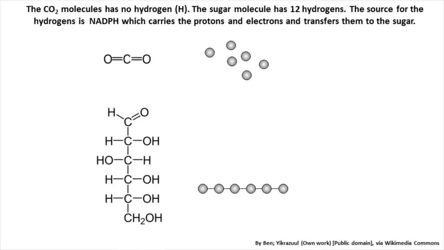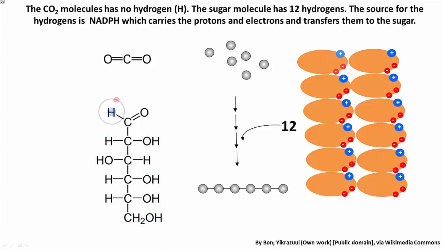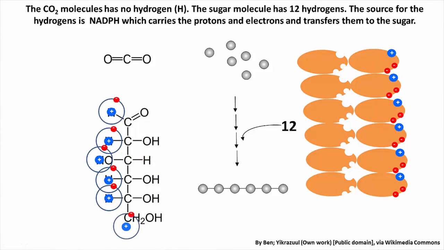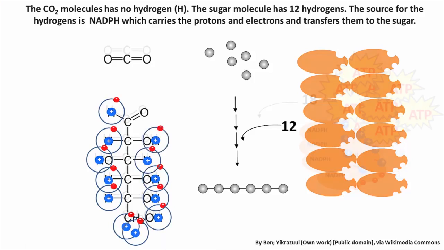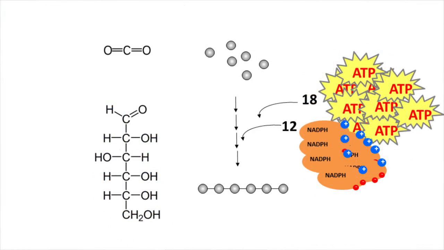A big difference between carbon dioxide and sugar is that carbon dioxide has no hydrogen atoms in it, while sugars contain multiple hydrogens. The source of these hydrogens is the NADPH. In the process of converting carbon dioxide to sugar, protons from NADPH are transferred to the sugar, leaving NADP+, which is then ready to be recharged by the light reactions. All in all, 12 molecules of NADPH are needed to make 1 molecule of glucose.